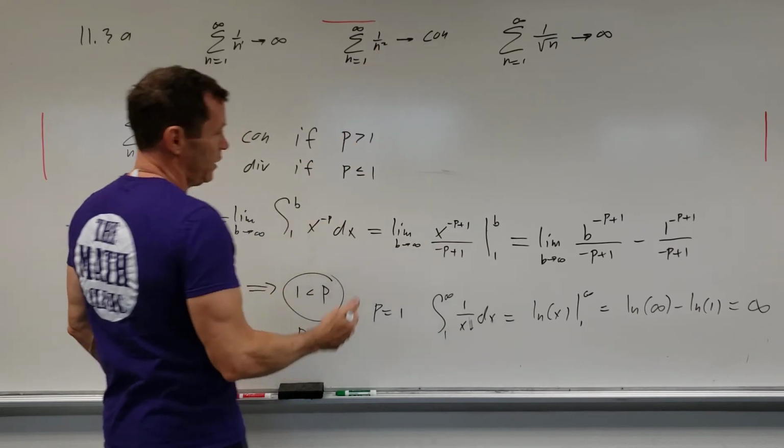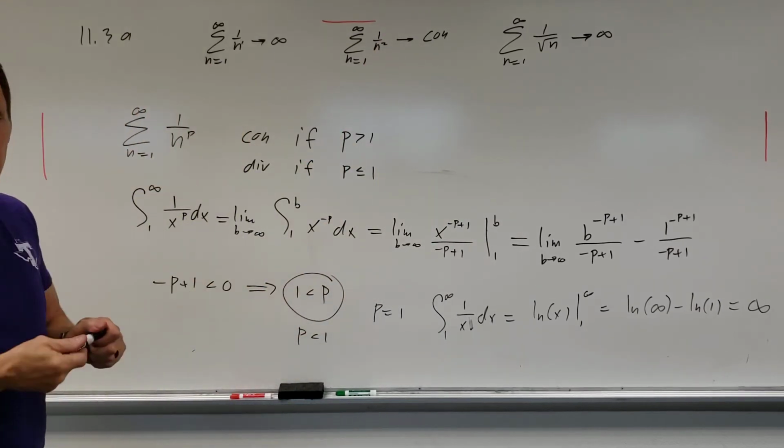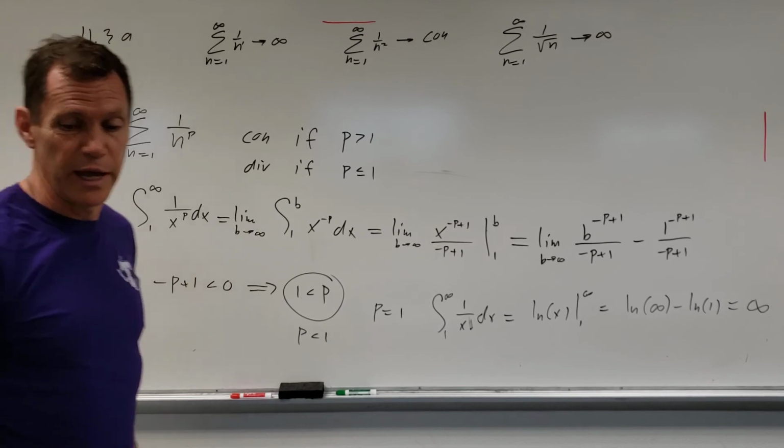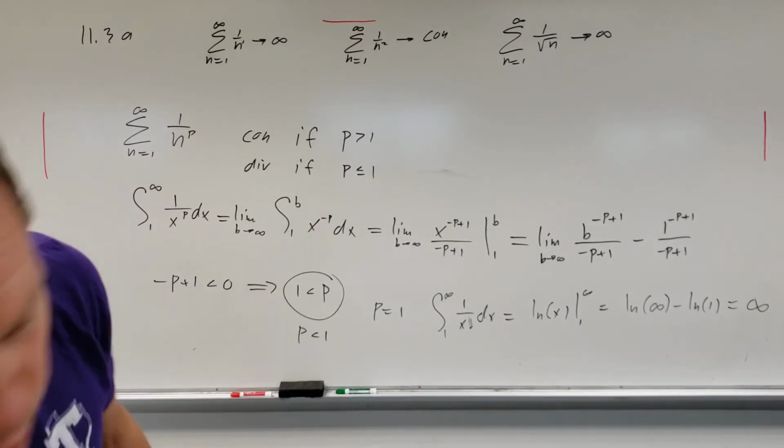That's your p-series result. Again, read it in the book. It lays it out a lot better than I did here. Let's look at some examples real quick, and then I'll let you go.